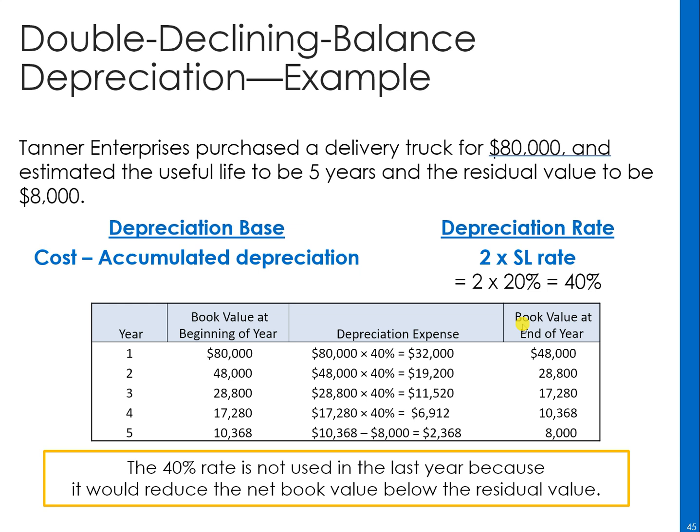And the remaining book value is cost less accumulated depreciation, 32,000. We end up with $48,000 book value. But be careful. For the second year calculation, we're going to start with the remaining book value, multiplied by 40% again. It's going to give us 19,200.